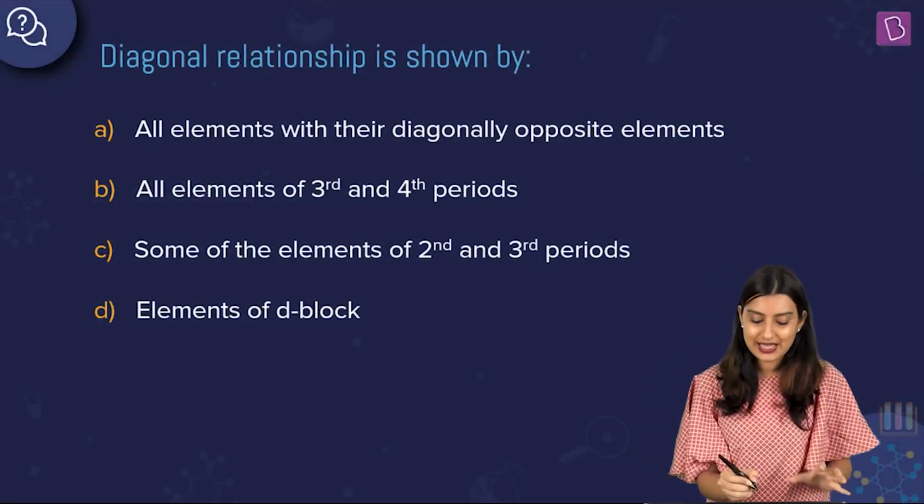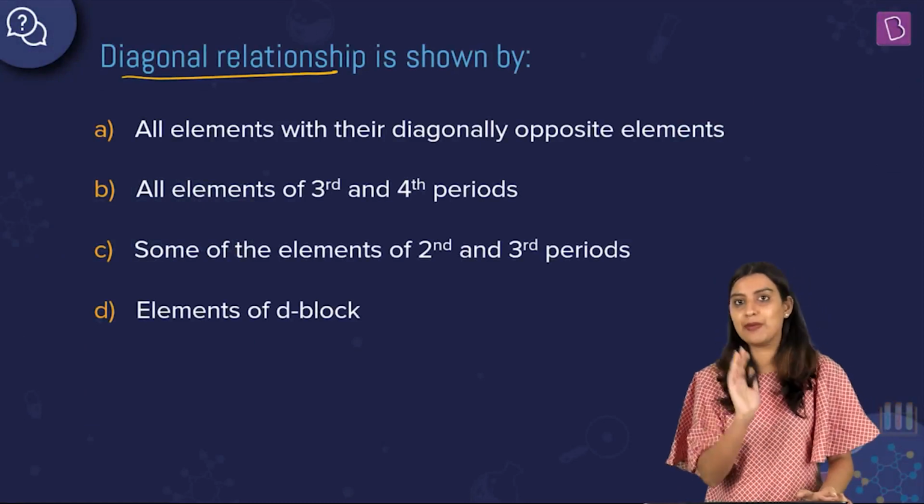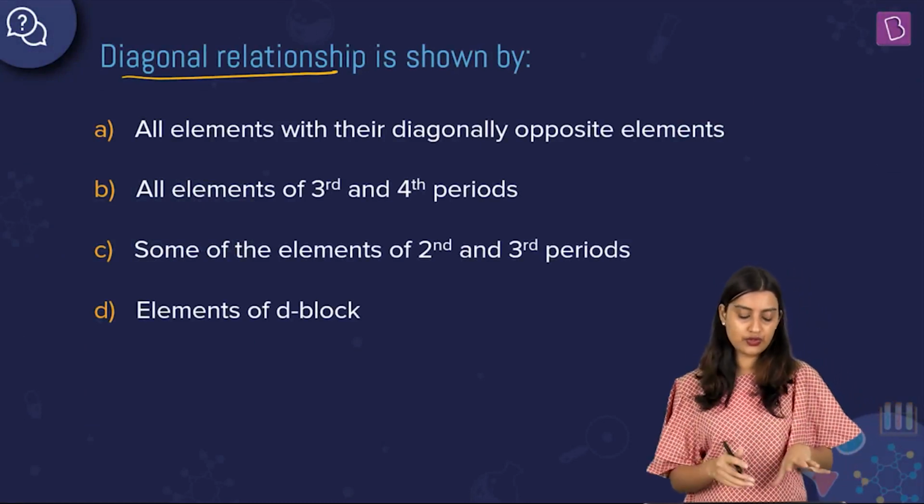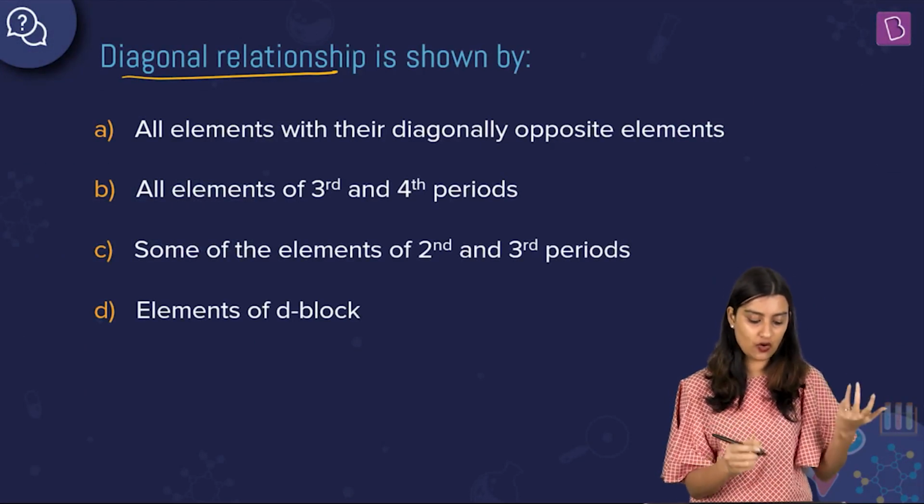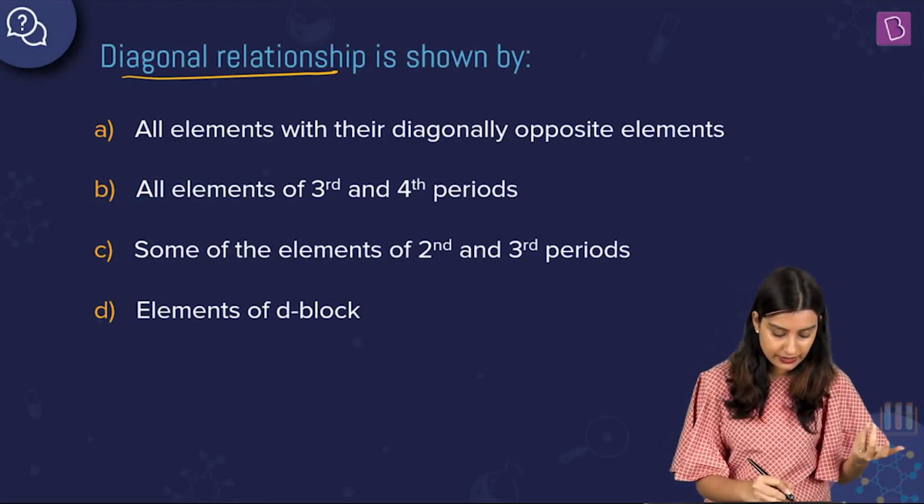Okay, so here they're saying that diagonal relationship is shown by which of the options. Before I even move on to the options, let's first recall where we have studied diagonal relationship. Just give me a minute. Where have we studied diagonal relationship? Recall the chapter periodic properties. What is diagonal relationship? Basically, due to similar radius and charge properties, certain elements which do not belong to the same group start showing similar properties. When I say it like that, it sounds very arbitrary.